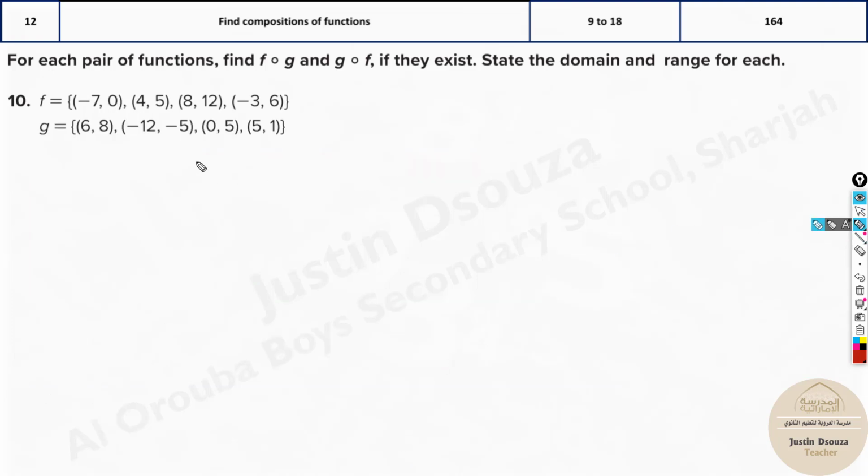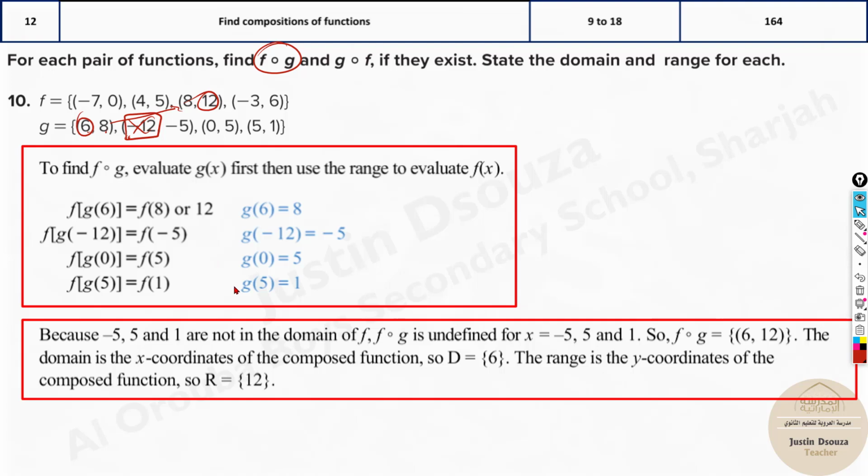Now, even from this given function, you can see now f of g of x means we need to start with g. What is this? 8. Is there 8 over here? Yes. This and this. Now, what about this one? Minus 12, minus 5, no minus 5. So not there, ignore this. 0 is 5, there is no 5. 1, no 1. Only one domain over here. The coordinate is 6, comma, 12.